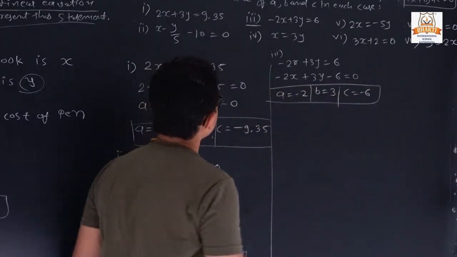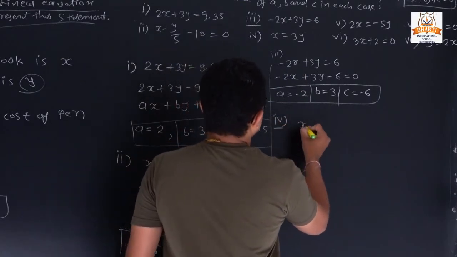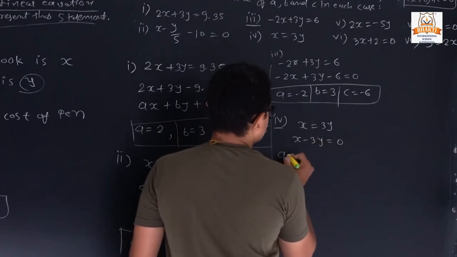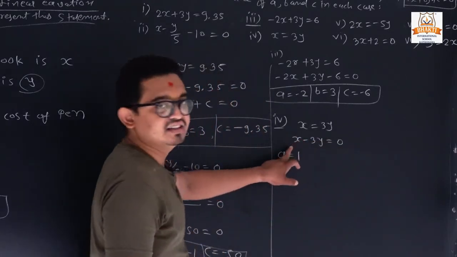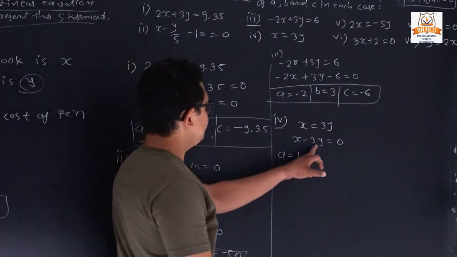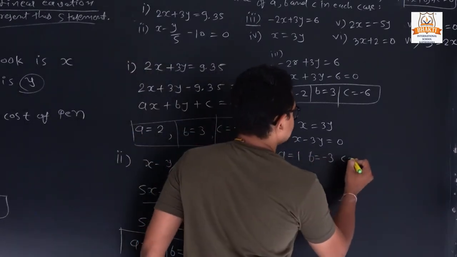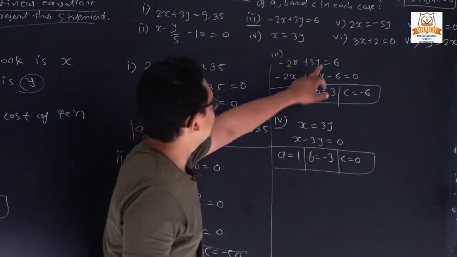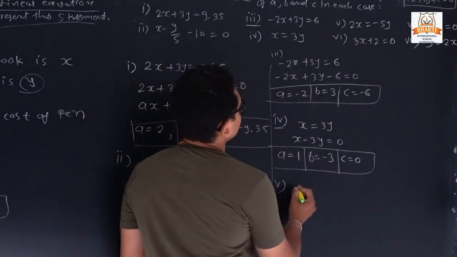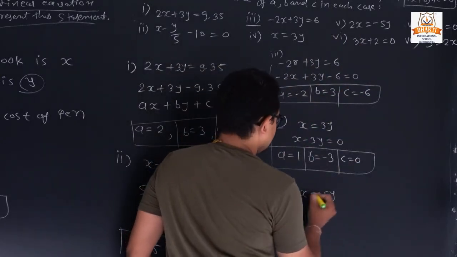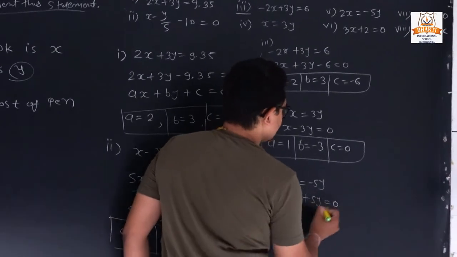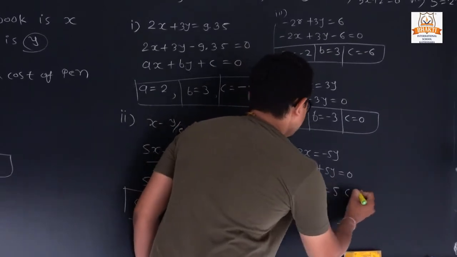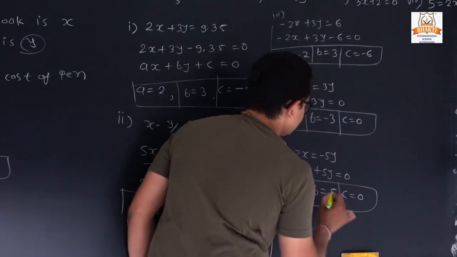Similarly for question 4, x is equal to 3y, so that is going to the second side, so it becomes minus. So what is the value of a? It is 1. Coefficient of x, here we have only 1. b is equal to minus 3, and c is equal to 0, because the constant term is missing. The next, fifth: 2x is equal to minus 5y. So 2x plus 5y is equal to 0. So what is the value of a? 2, b is 5, and here once again the constant term is missing.